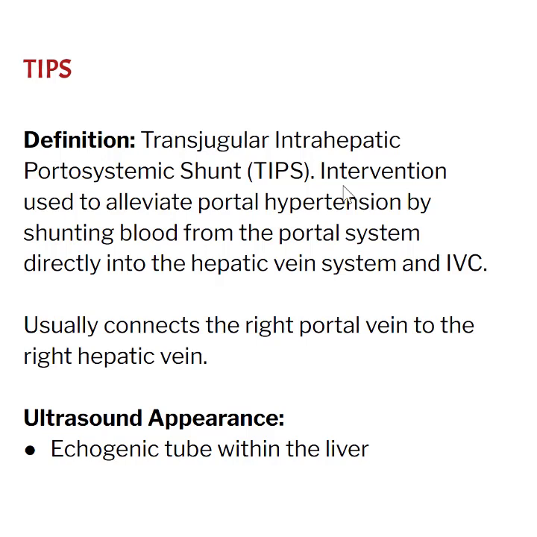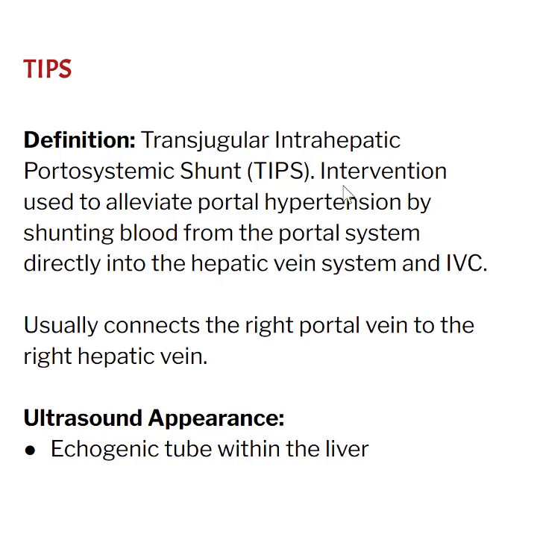Once in the inferior vena cava, the catheter then can be directed into the hepatic system. And it's through the hepatic system then, usually the right hepatic vein, that the shunt is placed and then connected to the right portal vein.